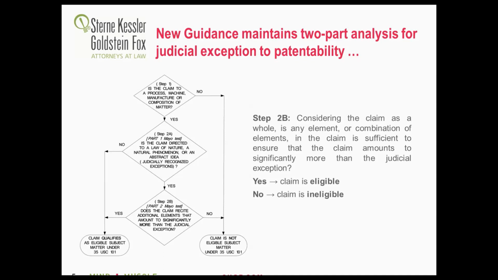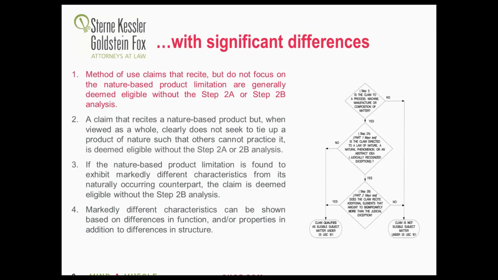Thank you. The new guidance also changes how nature-based product claims are going to be examined for eligibility. The most significant change in this regard is that nature-based products will be examined in Step 1, in the first step, for whether they are markedly different from the naturally occurring counterpart. This is very important because a judicial exception of product of nature is differentiated from a patent-eligible nature-based product by the presence of a marked difference between the two. So by examining the claim products in Step 1 for the presence of this marked difference, the examiner can find the claim patent eligible in Step 1 without having to go into Step 2 analysis.